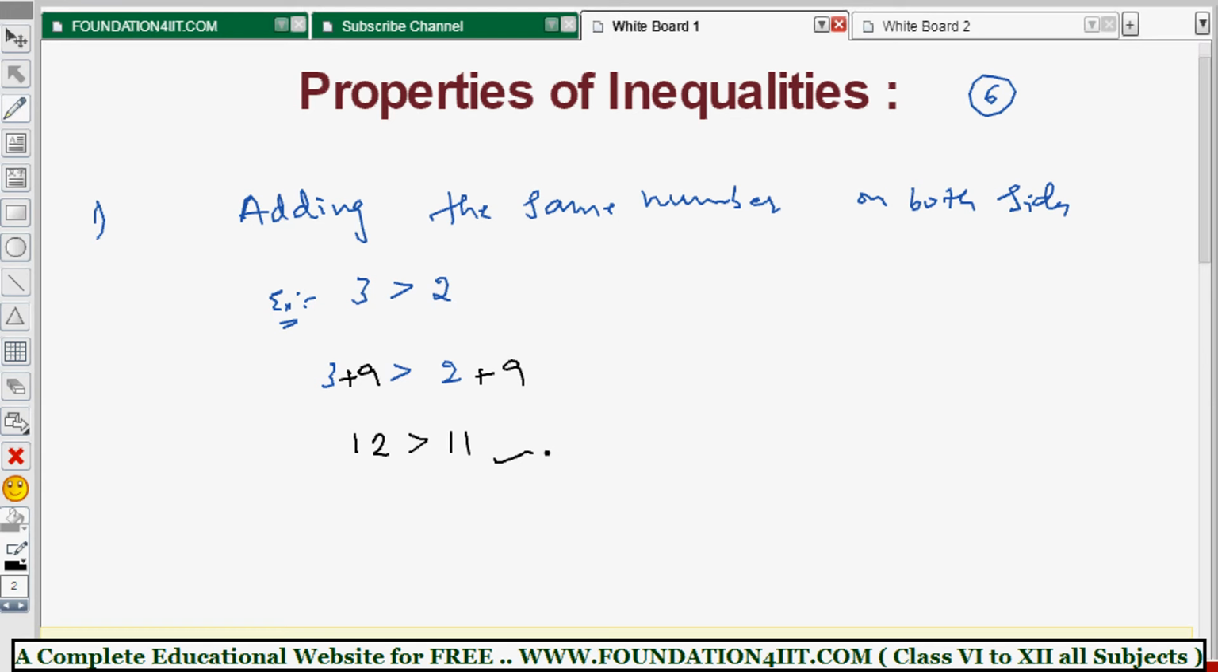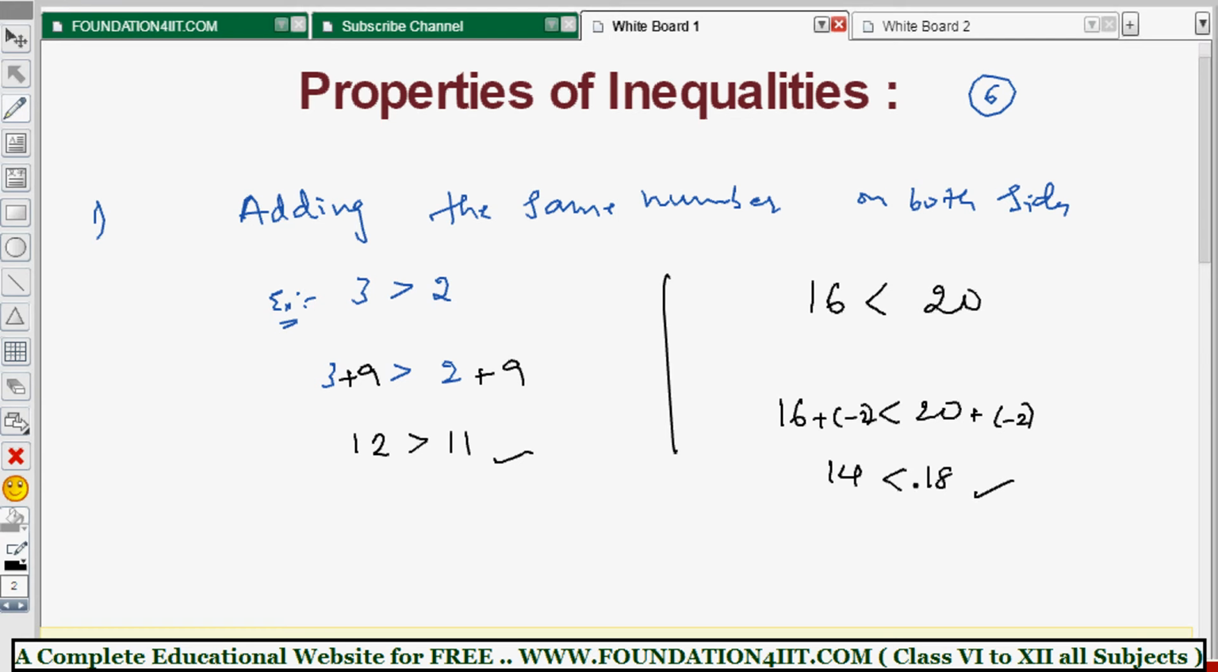Okay, that is the first one. If you add any number to both sides, it will not change. Not only adding a positive number, you can add a negative number as well. For example, 16 is less than 20. I am adding minus 2 to both sides. 16 minus 2 is 14, 20 minus 2 is 18. Yes, so 14 is less than 18, so the inequality does not change. So adding the same number on both sides, the inequality does not change.